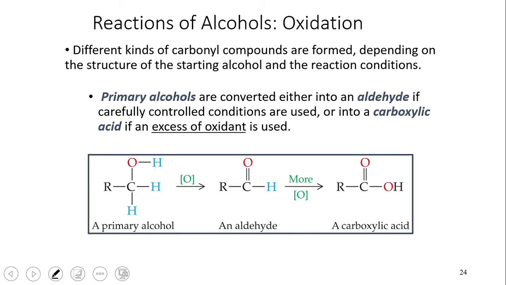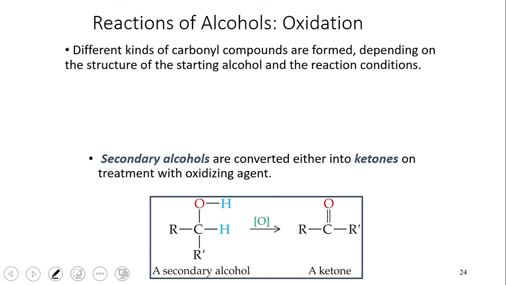Now, most of the time, if the oxidizing agent is in excess, the aldehyde will continue to oxidize into a carboxylic acid. So unless we control the level of oxidizing agent or we have a way of stopping the reaction early on, typically the primary alcohol will oxidize all the way to a carboxylic acid.